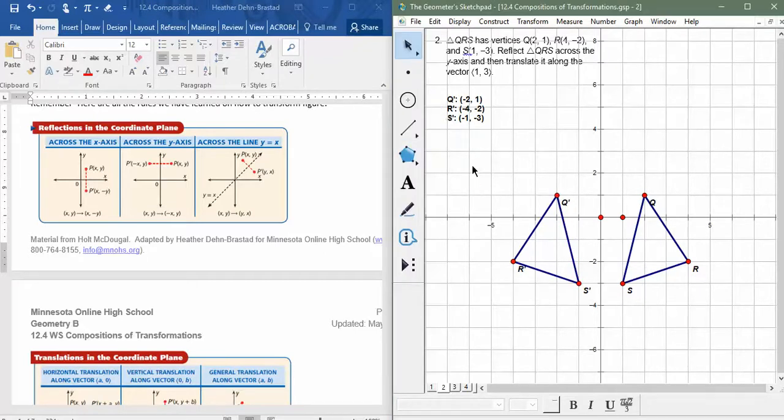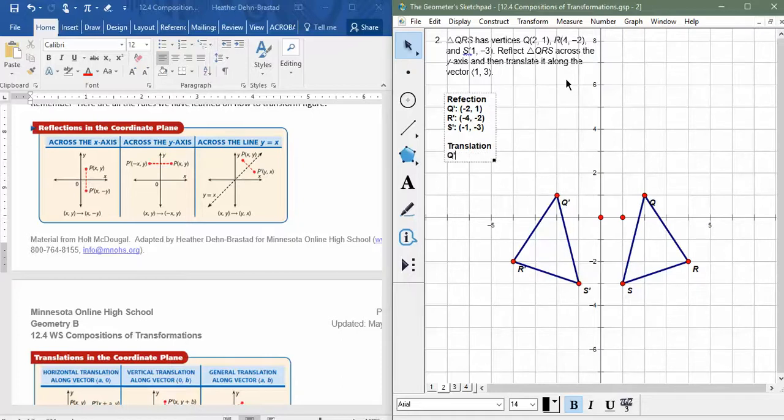All right, so then the next thing I have to do is translate this along the vector with the horizontal component 1 and the vertical component 3. So these were after reflection. And now I'm going to write what my points would be after the translation.